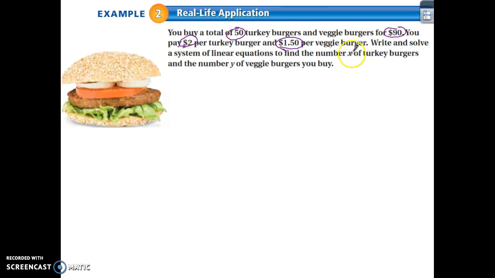So we're trying to identify two things. We're trying to find both x and y. Since we have two things that we want to know, that tells us that we're going to need two variables. First thing I know is I bought 50 total burgers. So if I just take the number of veggie burgers and add on the number of turkey burgers, I'm going to get a total of 50 burgers. So this just represents the total burgers I buy.